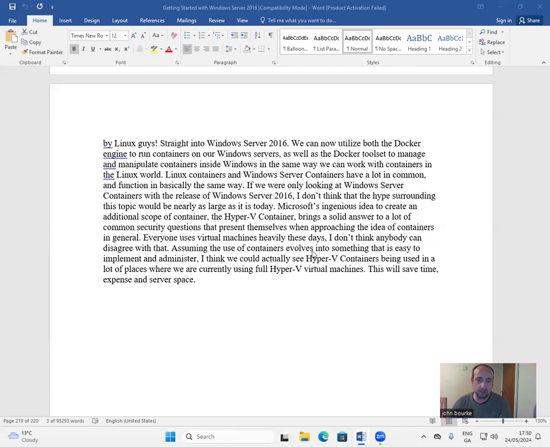Assuming the use of containers evolves into something that is easy to implement and administer, I think we could actually see Hyper-V containers being used in a lot of places where we are currently using full Hyper-V virtual machines. This will save time, expense, and server space.